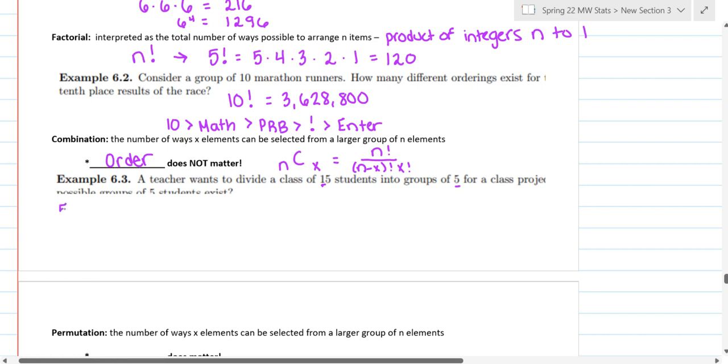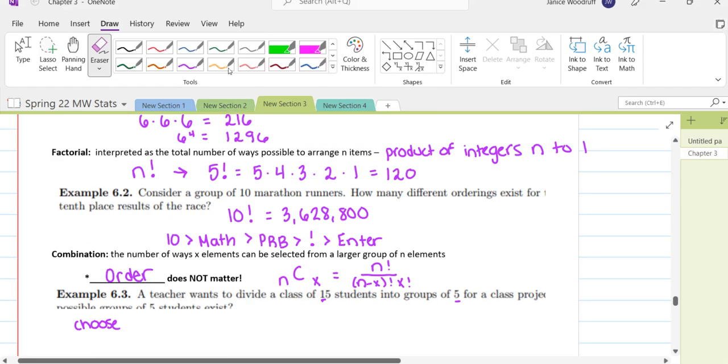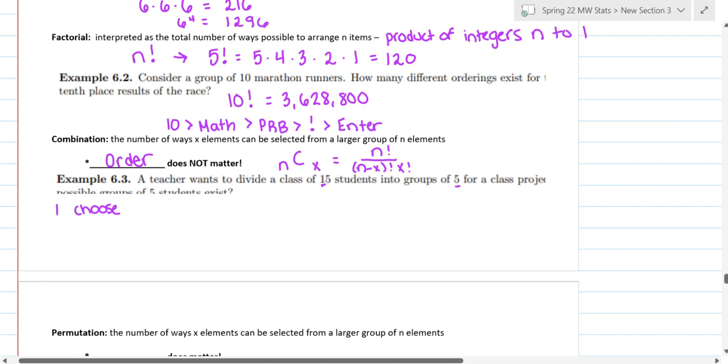So it's 5 choose 15. So, no, it's not. It's 15 choose 5. I'm saying that backwards. Choose 5, because I'm only picking 5 out of the group of 15. So I have 15, I'm choosing 5. So the n is going to be 15. The x is going to be 5. So 15c5.